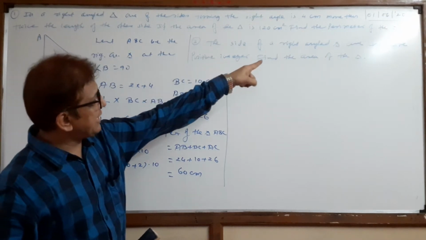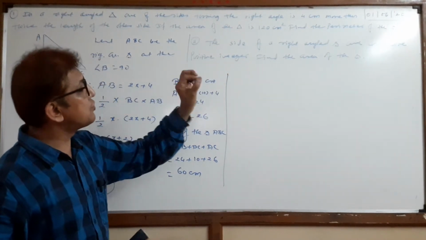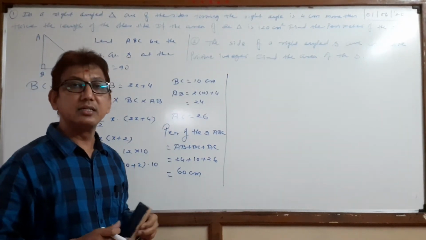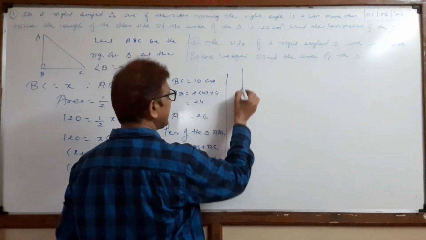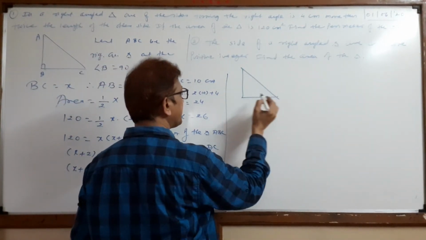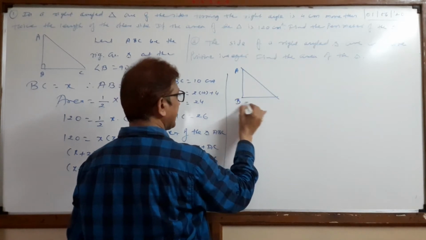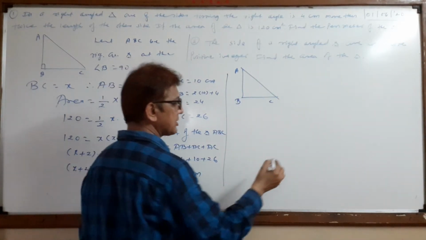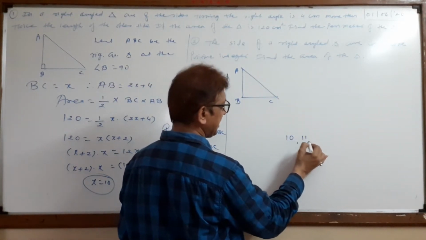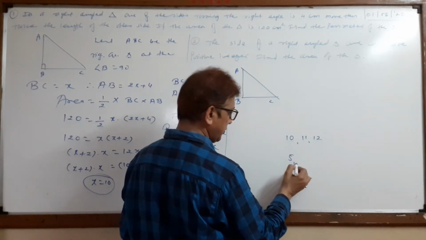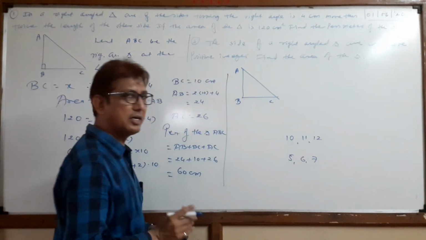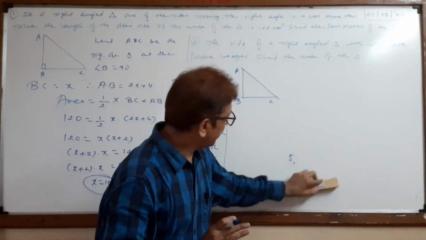The sides of a right angle triangle are consecutive positive integers. Consecutive positive integers, that is 3 continuous numbers. Again we draw the right angle triangle. Suppose 3 consecutive numbers like 10, 11, 12, or suppose 5, 6, 7. Clear? Okay.